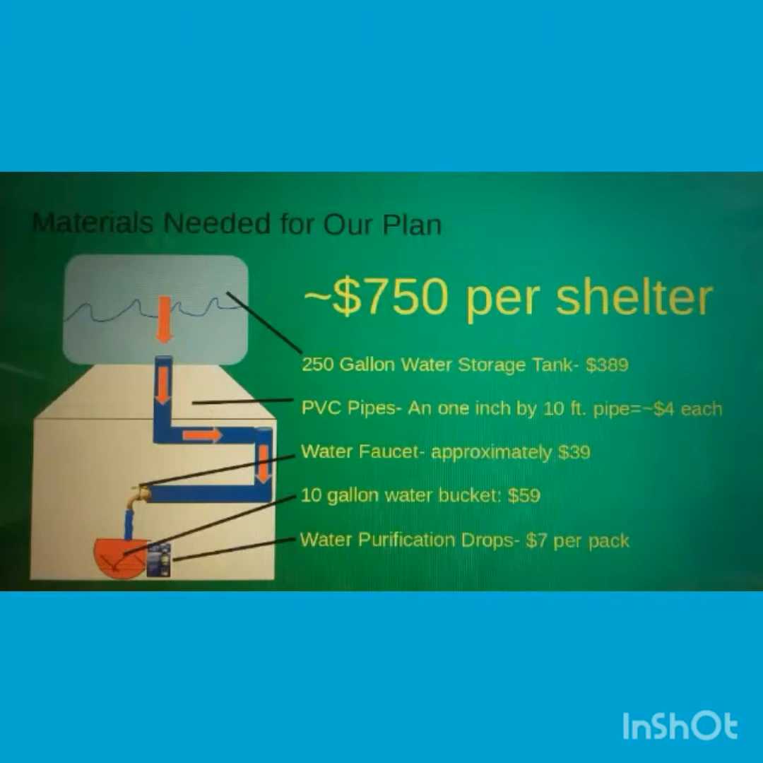Next, when the water faucet is turned, a 10-gallon water bucket will be able to catch the water, which is $59. In the bucket, there will be water purification drops, which is $7 per pack. This is to purify the water because everybody knows you can't drink pure rainwater. Overall, our plan will cost $750 per household.